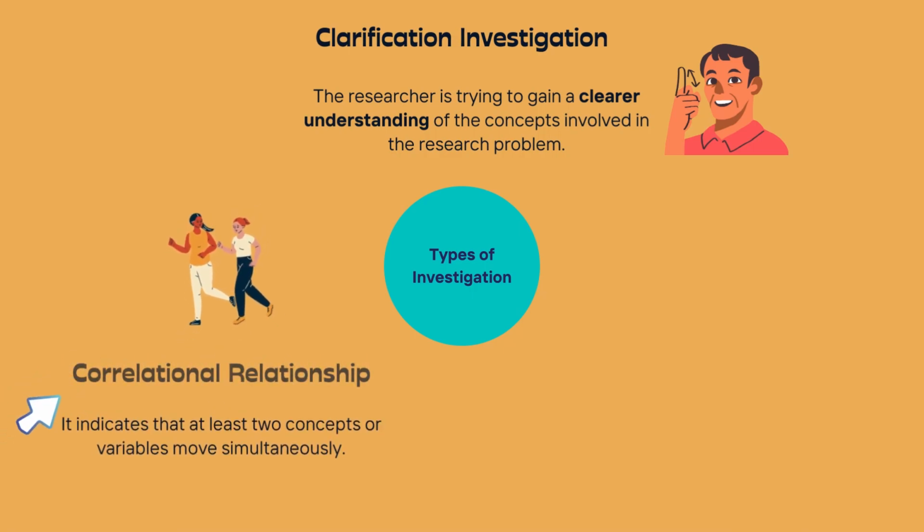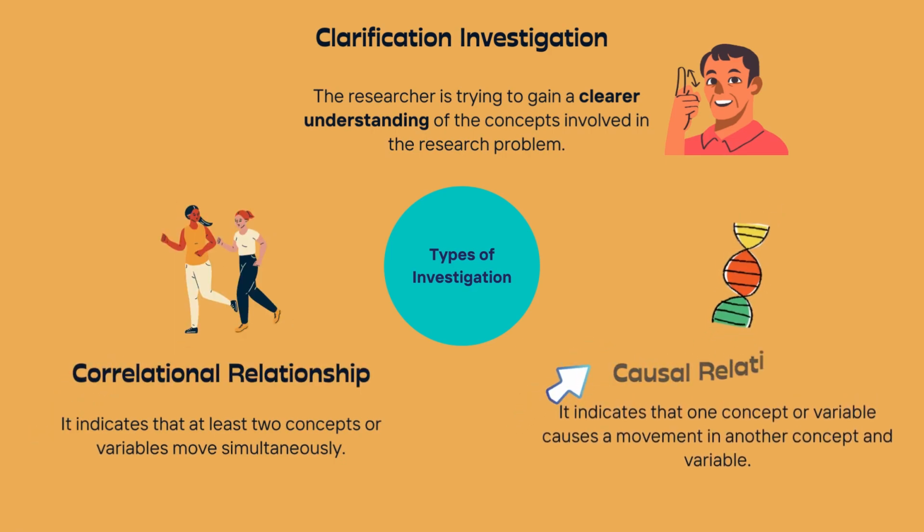2. A correlational relationship. It indicates that at least 2 concepts or variables move simultaneously. 3. A causal relationship. It indicates that one concept or variable causes a movement in another concept or variable.